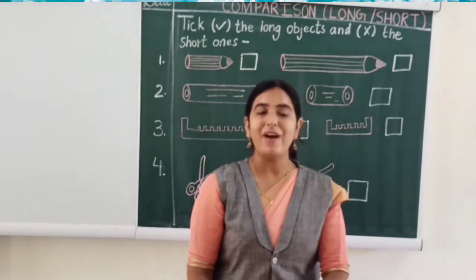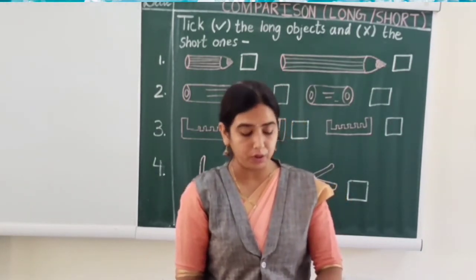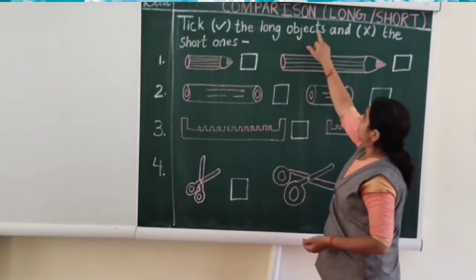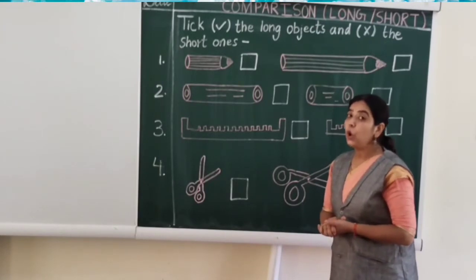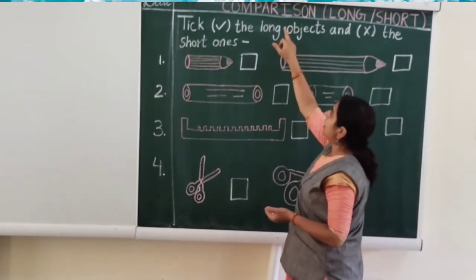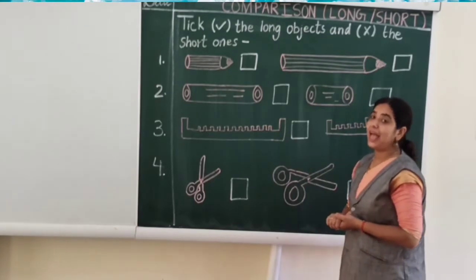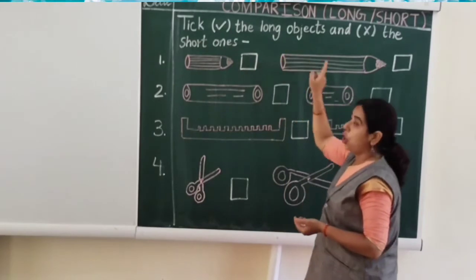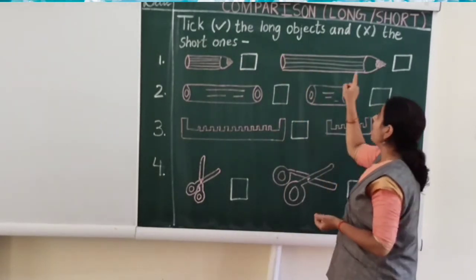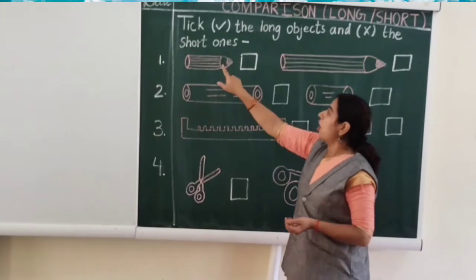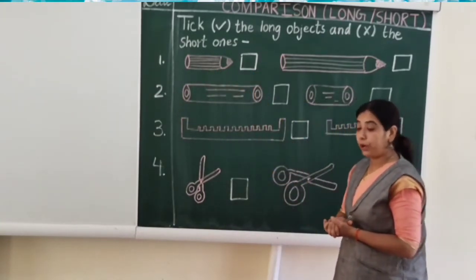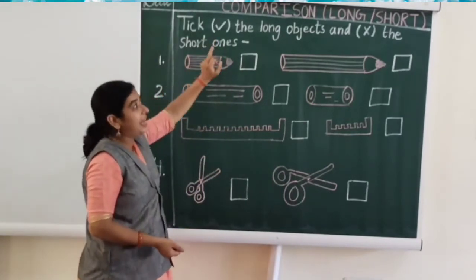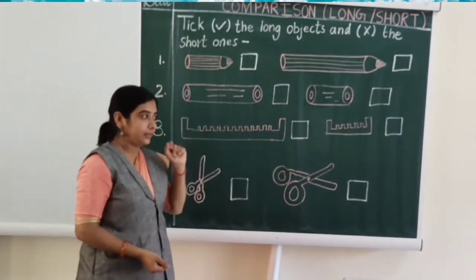Okay, now what will we do? We will do one exercise in our notebook. We will compare the two objects. And in this exercise, what you have to do? You have to tick the long objects and you have to put a cross on the short objects.